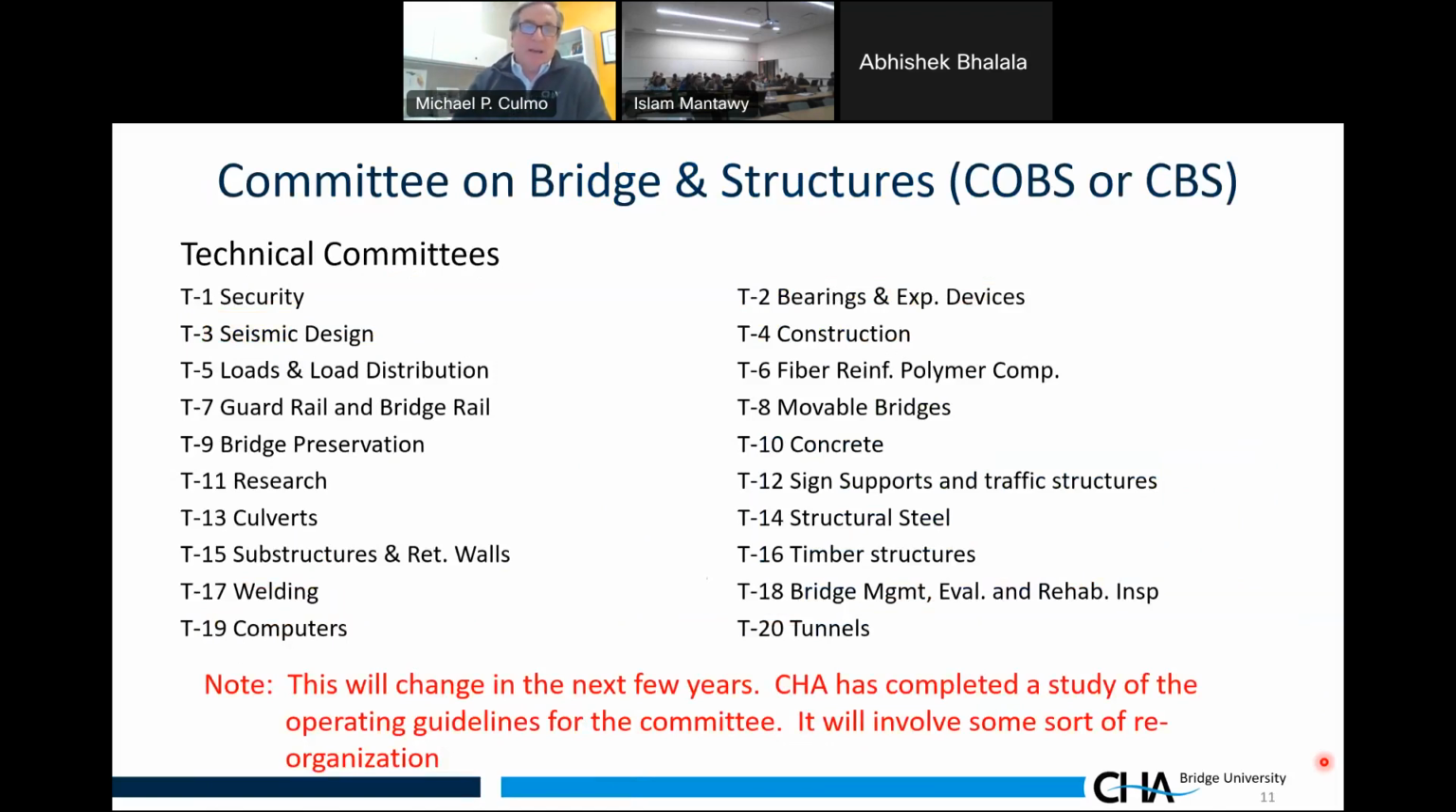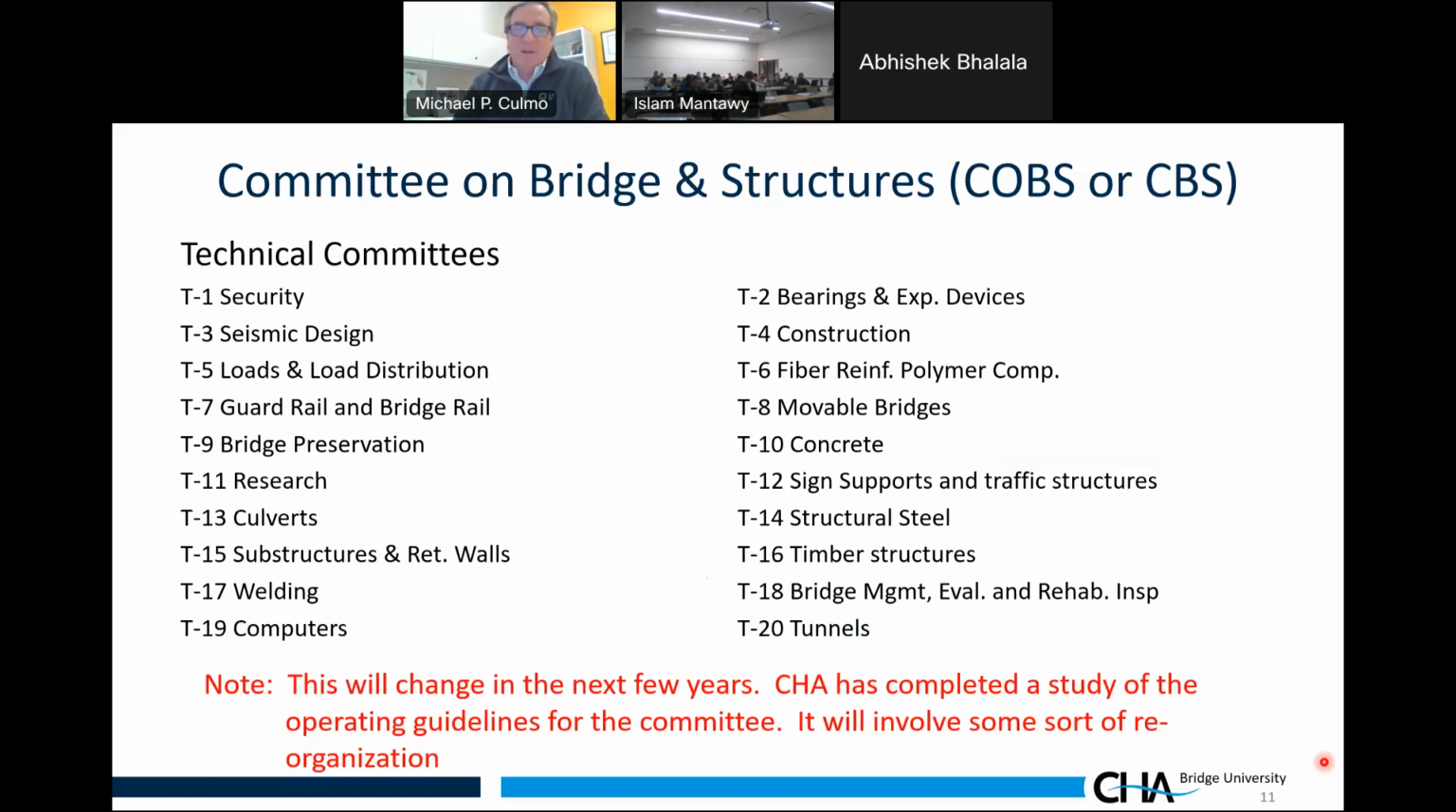Within that committee, they have 20 technical committees, and these are the committees that do the bulk of the work for AASHTO as far as maintaining the specifications. And you can see these committees cover just about every subject in bridge engineering. And each one of these committees is responsible for the description shown.